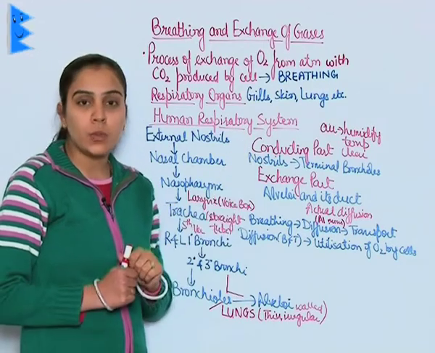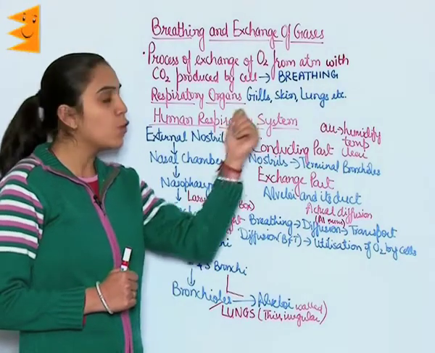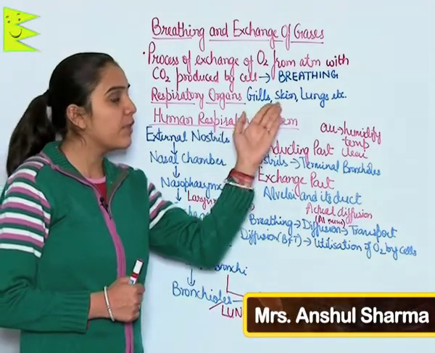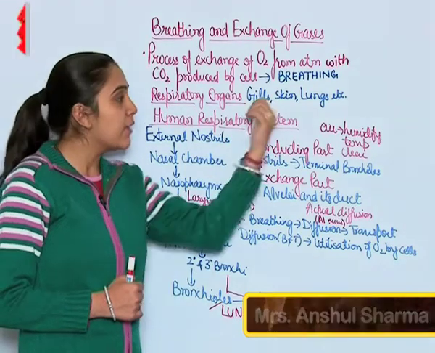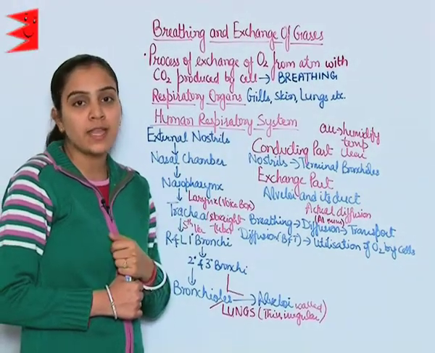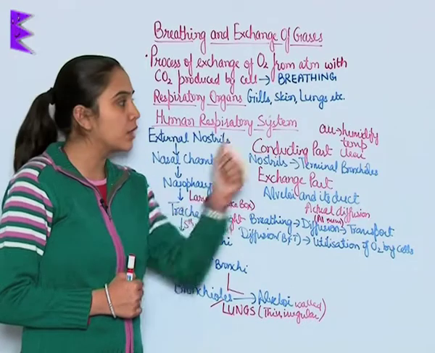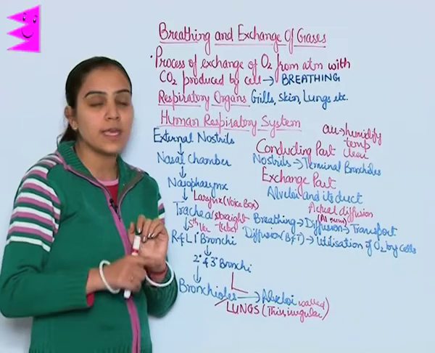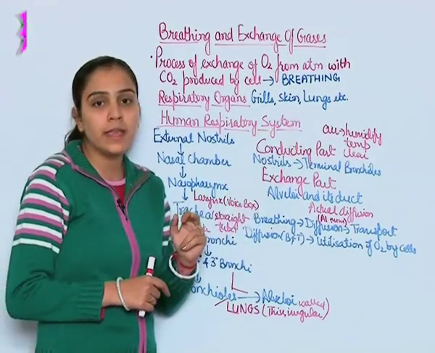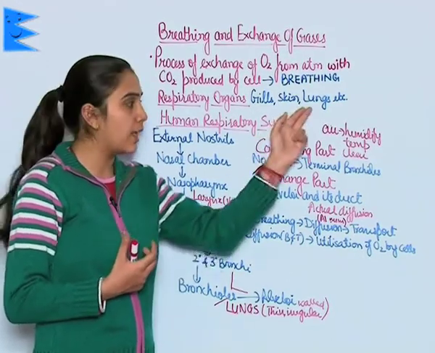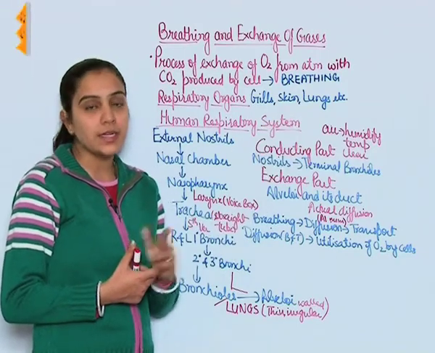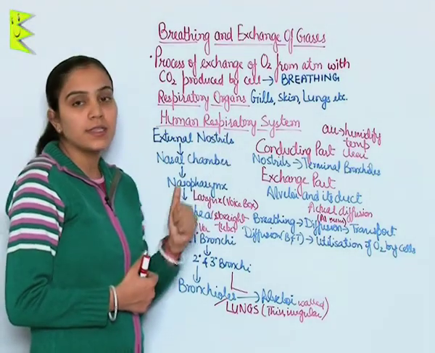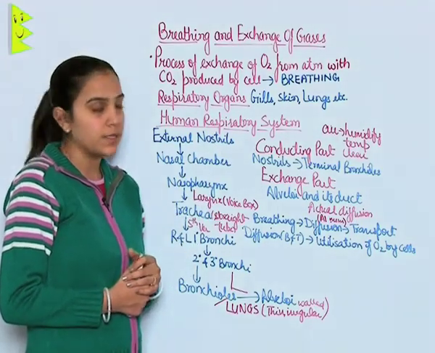In the case of aquatic animals like fishes, two pairs of gills are present as respiratory organs, whereas in certain cases respiration occurs through simple diffusion, which involves respiration across the whole skin surface, and in more evolved organisms, lungs are present as the respiratory organs. Let us understand the human respiratory system.